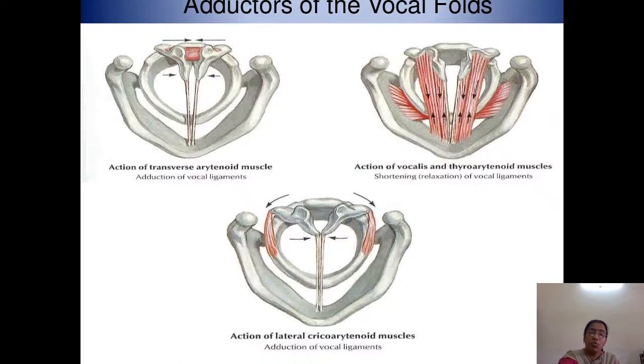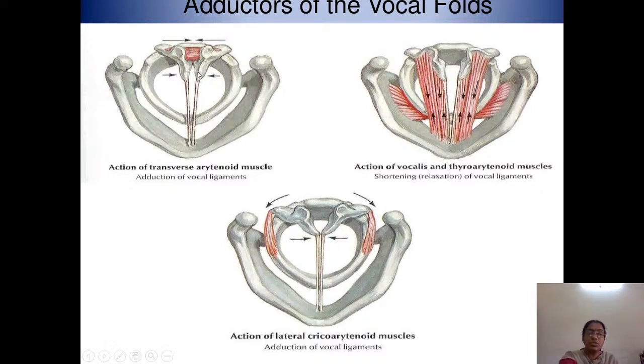Now, when you are seeing any muscle, we ask what is its function. The larynx is your voice box, which means some muscles do adduction and some muscles do abduction. So which muscles are helpful for the adduction of the vocal ligaments, and which muscles are helpful for the abduction?